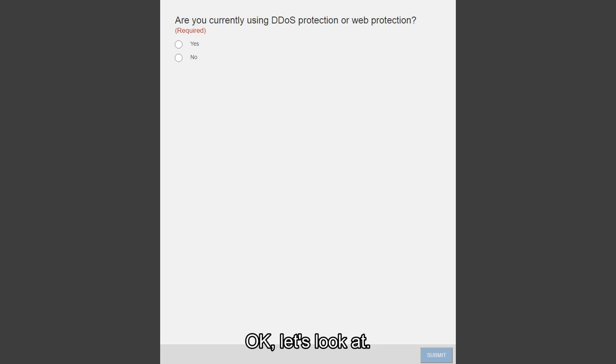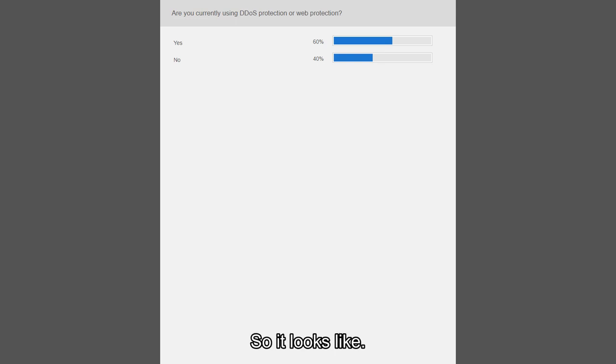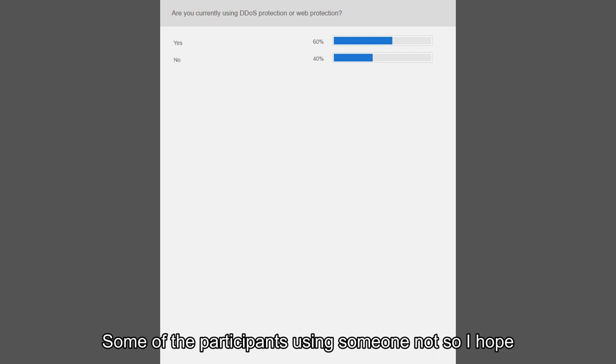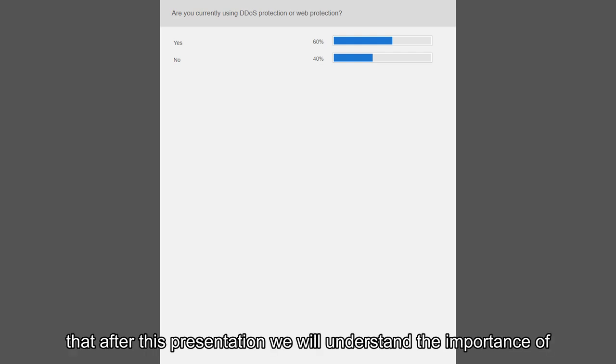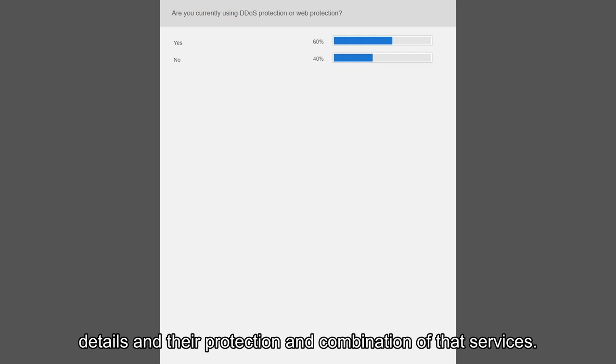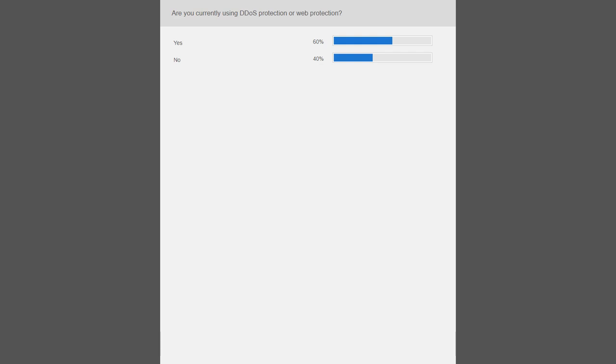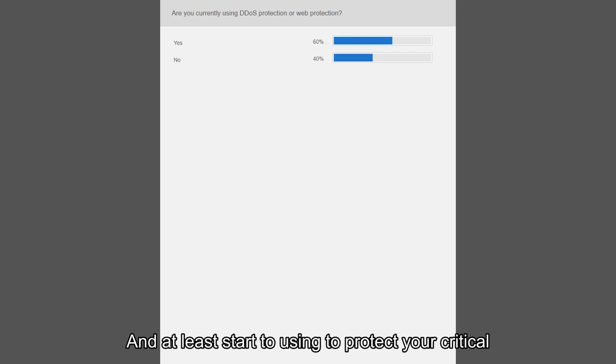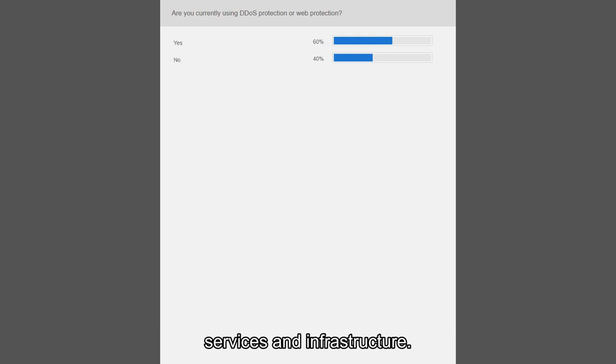Okay, let's wait 10 seconds maybe, so everyone can finish the voting process. Okay, and let's look at the results. It looks like it's just half and half. Some of the participants are using it, some not. I hope that after this presentation, you will understand the importance of DDoS and web protection and the combination of those services, and at least start using them to protect your critical services and infrastructure.